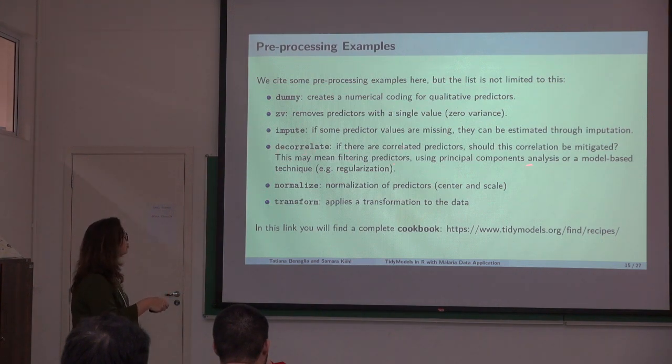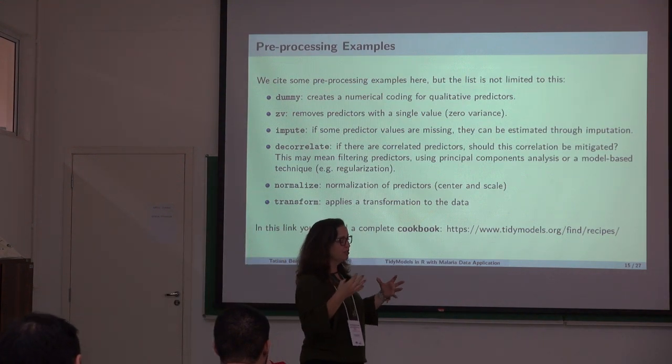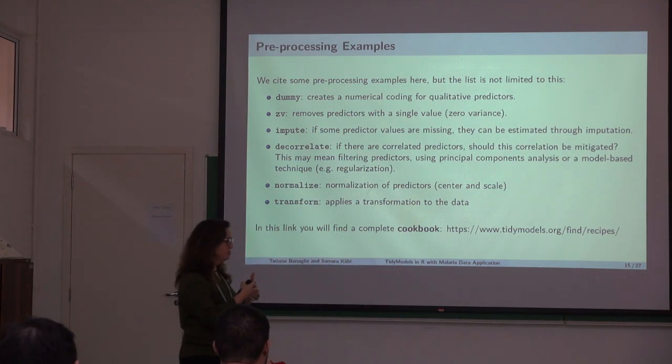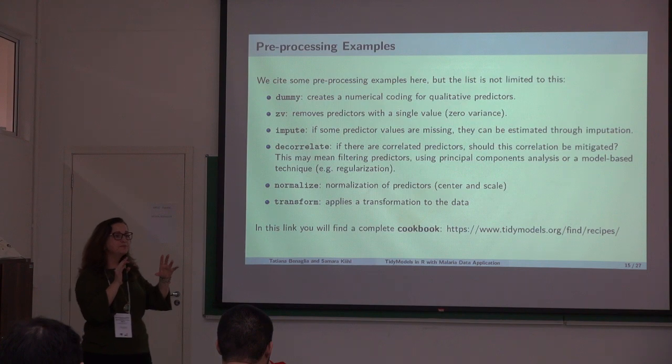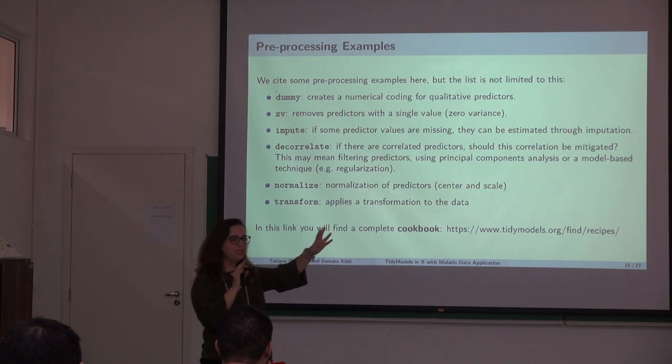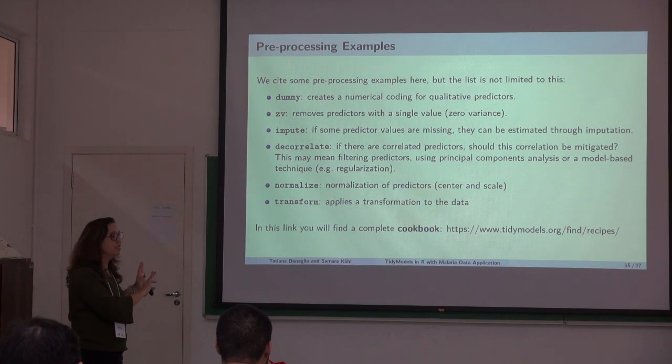We know that in linear regression you have multicollinearity problems. So if you have predictors that are highly correlated, say the correlation is above 0.9, you can exclude one of them because they give you the same information about the response. Normalization, to center and scale. Transform, if you want to apply some transformation to the data.